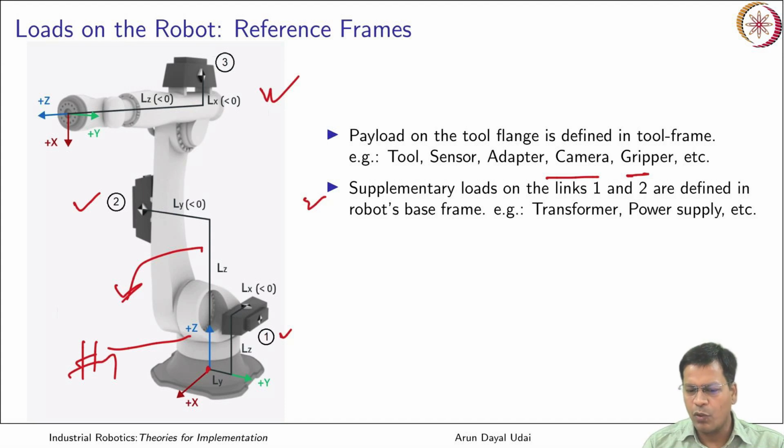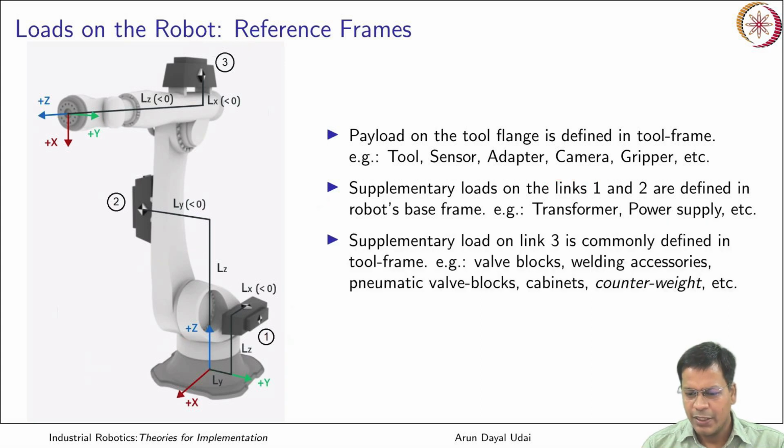Common loads that come on these two links are a transformer, a power supply, any heavier load. It should come on these two links, not somewhere over here on link 3. Link 3 should have only the smaller load. Many times it can be a compensating load. Sometimes you have a huge payload, and you can have a compensating load here, which has no function other than compensating the load which comes here. So that is the supplementary load that comes on links 1 and 2.